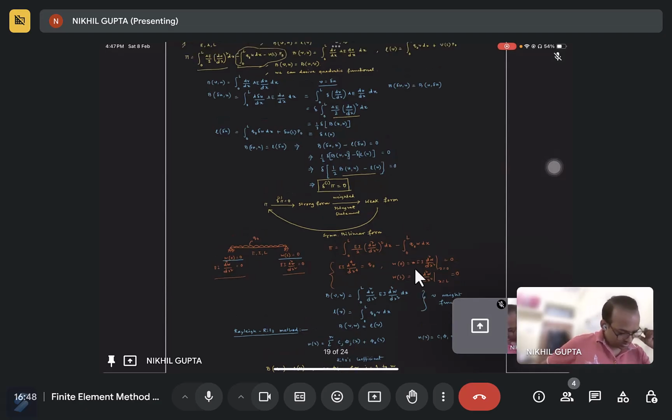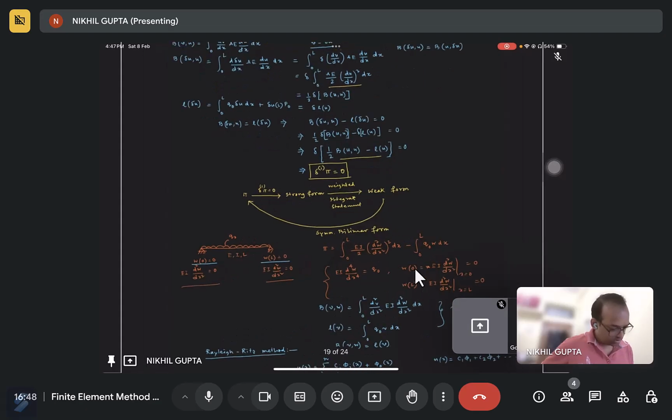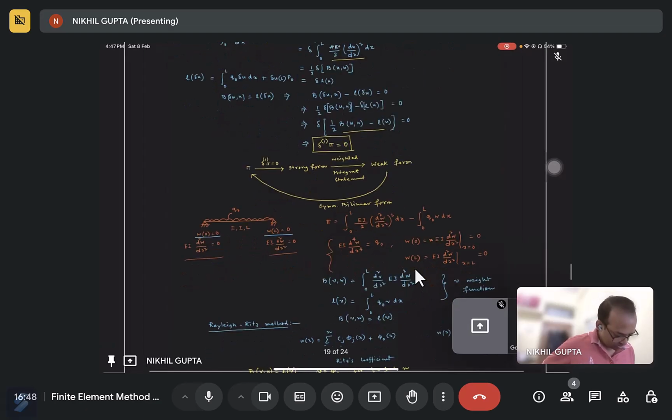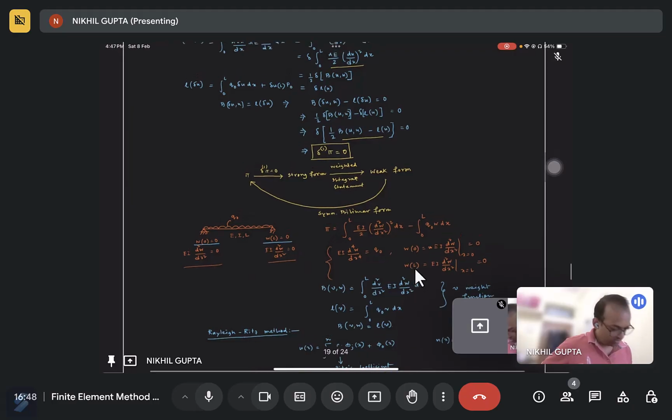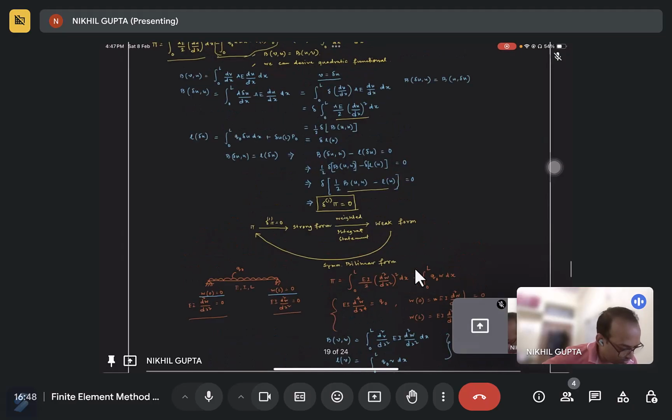Yeah, the last part, the potential energy, delta 1 of pi equals 0. This gives us the strong form. Yes. Then the weighted integrals, after doing integration by parts, we get the weak form. Then this check of the symmetric bilinear form. I couldn't understand this check properly. If this check is not there, you can't use this property.